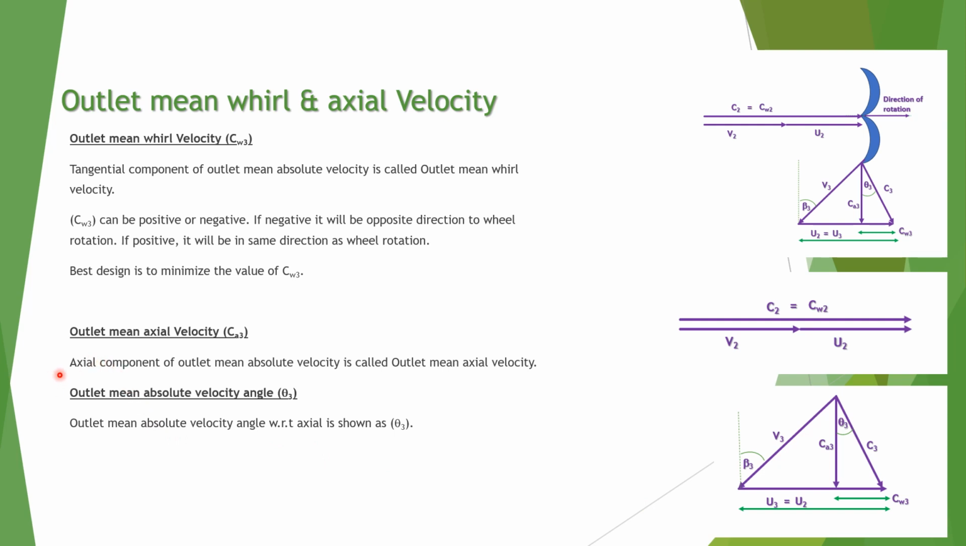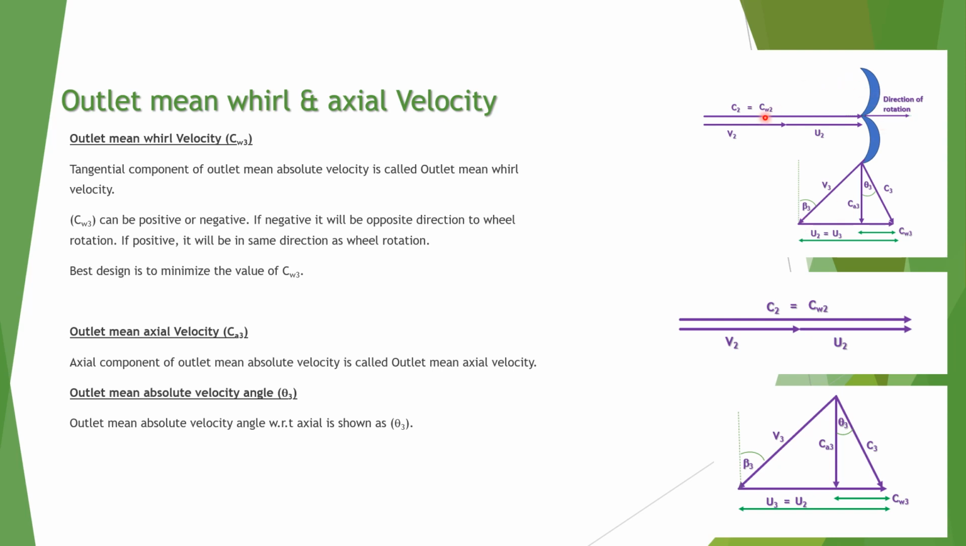Outlet mean axial velocity ca3. The axial component of the outlet mean absolute velocity is called the outlet mean axial velocity, this is ca3, and the outlet mean absolute velocity angle is theta 3. The outlet mean absolute velocity angle with respect to axial is shown as theta 3, which is the angle made by the absolute velocity with respect to the axial direction.